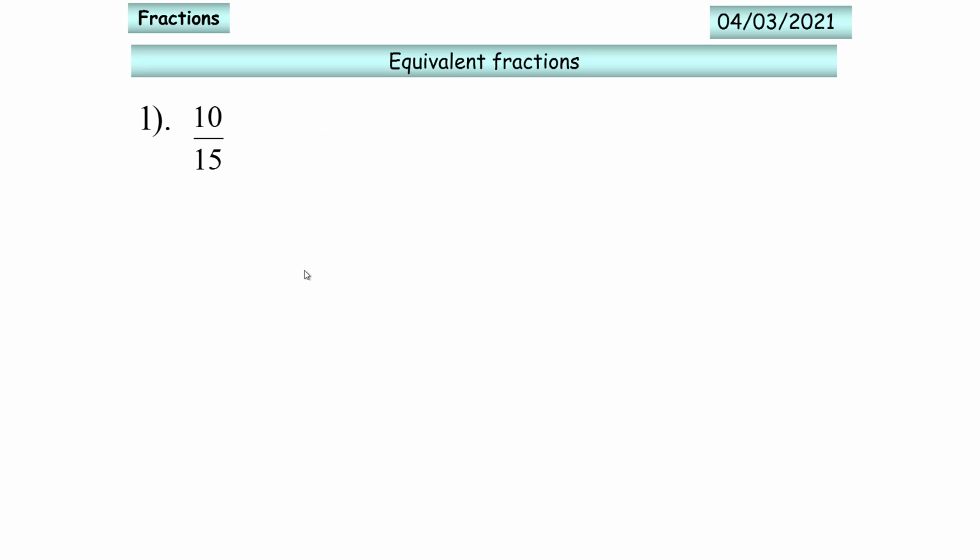Now, we can also simplify fractions, make them simpler by dividing. Okay, by dividing. So, if we have a look here, 10 out of 15, if we divide the top and bottom by the same number, 5, because 5 goes into 10 and 5 goes into 15. 10 divided by 5 is 2, and 15 divided by 5 is 3, so it's 2 out of 3.